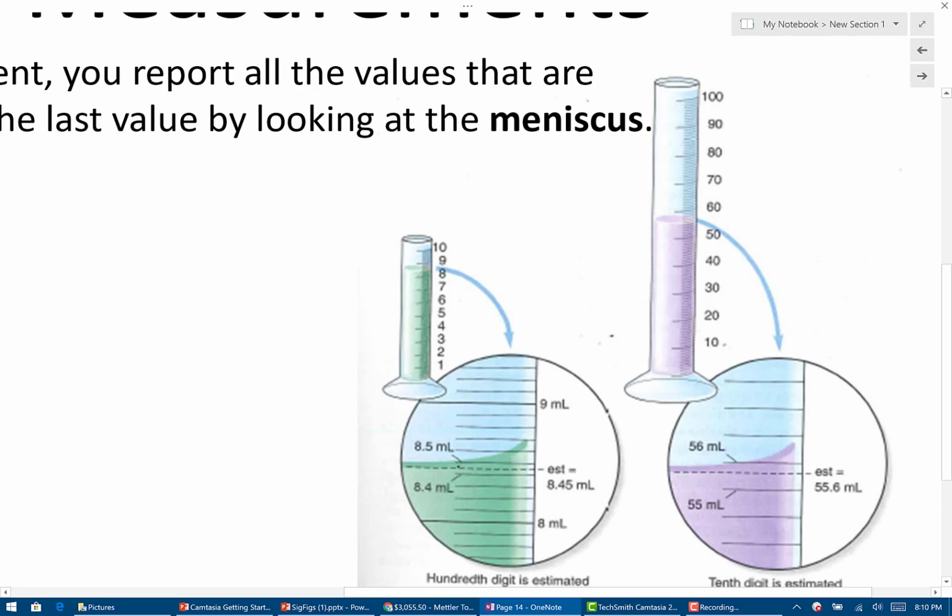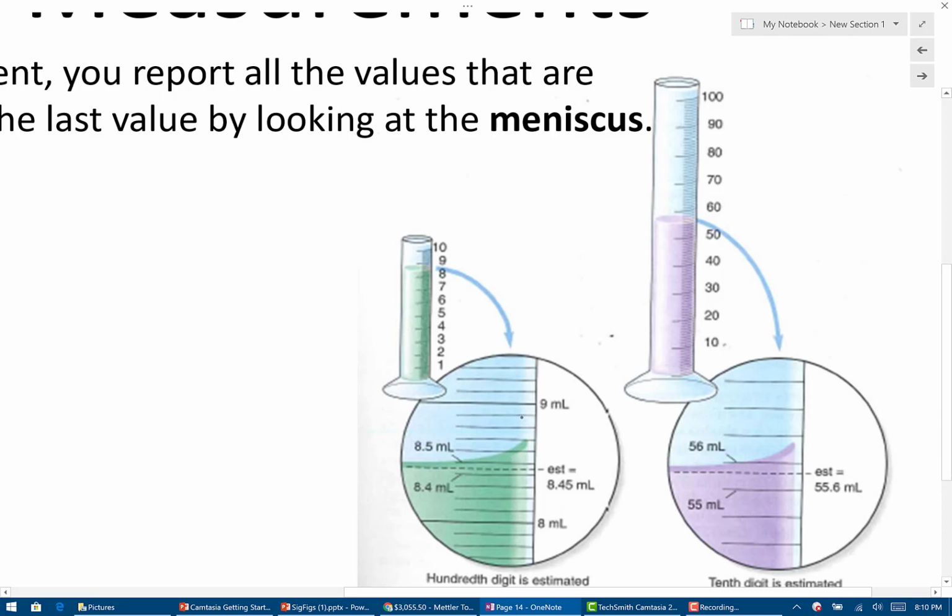And again, I would actually disagree with this image. I think it looks like it's closer to 8.5 than 8.45. But that's the point of estimating that last digit, to give your audience, whoever that may be, an idea. Was it closer to 8.4 or was it closer to 8.5? We understand it's an estimation.